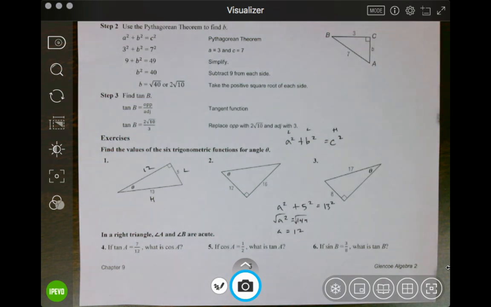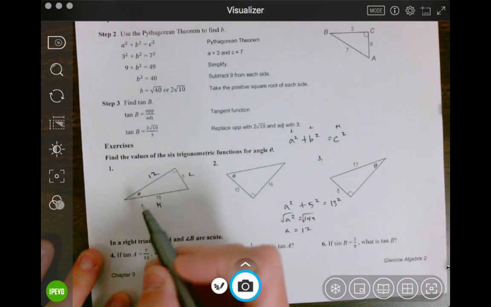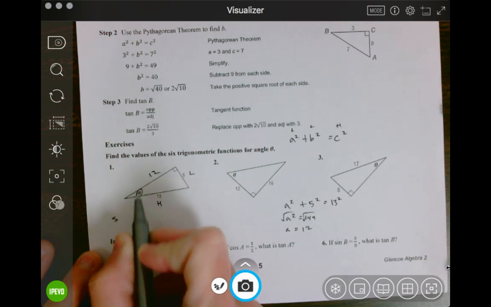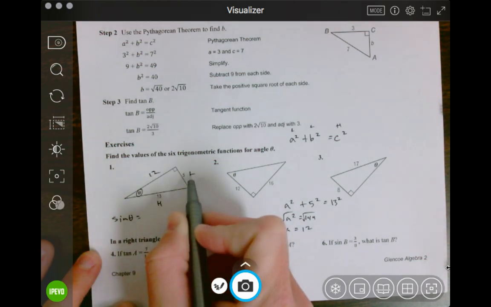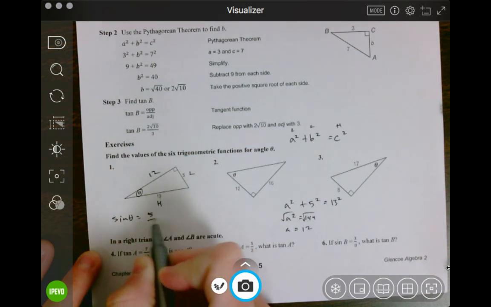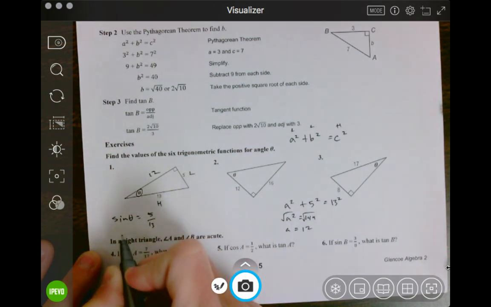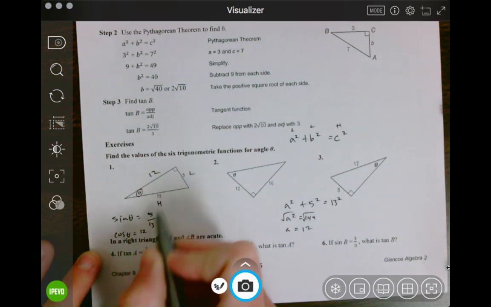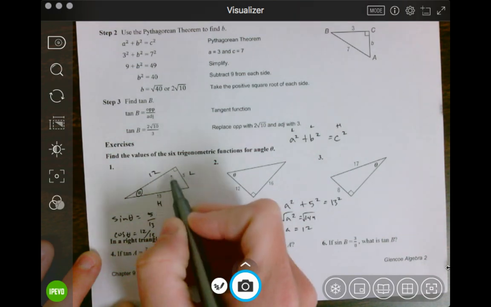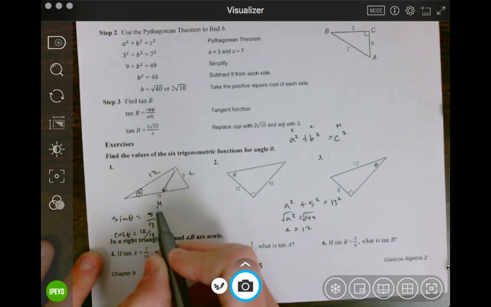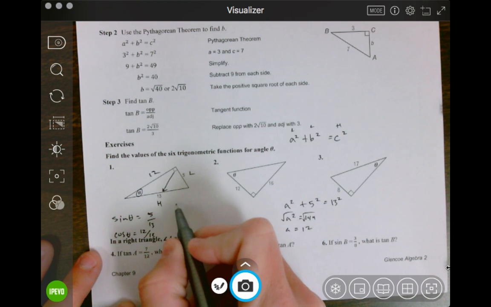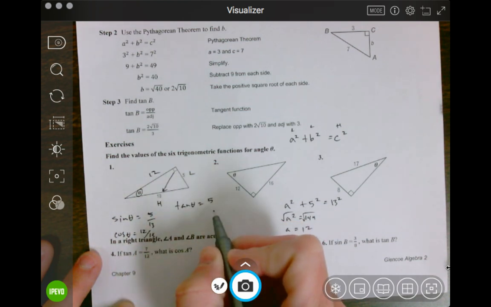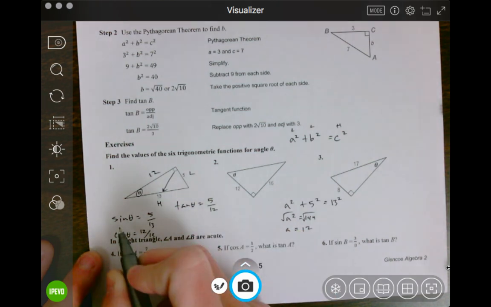And then we just go through and find the 6 trig functions. So sine, and remember it's from theta, there's theta. So sine theta, opposite would be 5 over hypotenuse would be 13. Cosine theta is adjacent, so adjacent's 12, hypotenuse is 13. And remember, your hypotenuse is always opposite your right angle. That's how you know what's hypotenuse and what's adjacent. Tangent theta is opposite over adjacent, so 5 over 12.